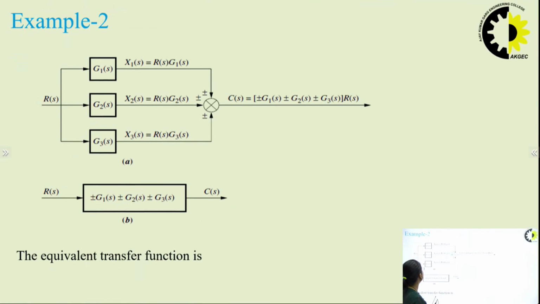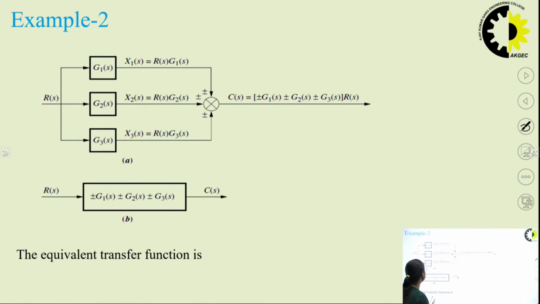Now coming to the example for this, you can see here that the three inputs are coming to this summation from a single input R(s), right? So these three blocks are connected in parallel, and we can draw a single block for them.